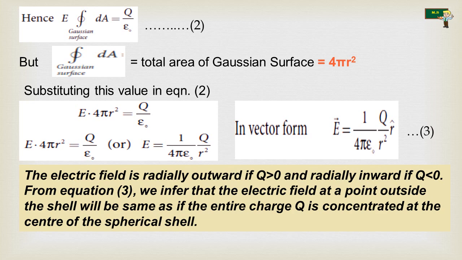From equation number 3, we infer that the electric field at a point outside the shell will be the same as if the entire charge Q is concentrated at the center of the spherical shell. Sometimes we may understand that if the point is outside the shell, then the electric field will differ. But it's not like that. The electric field will remain the same even outside the shell.